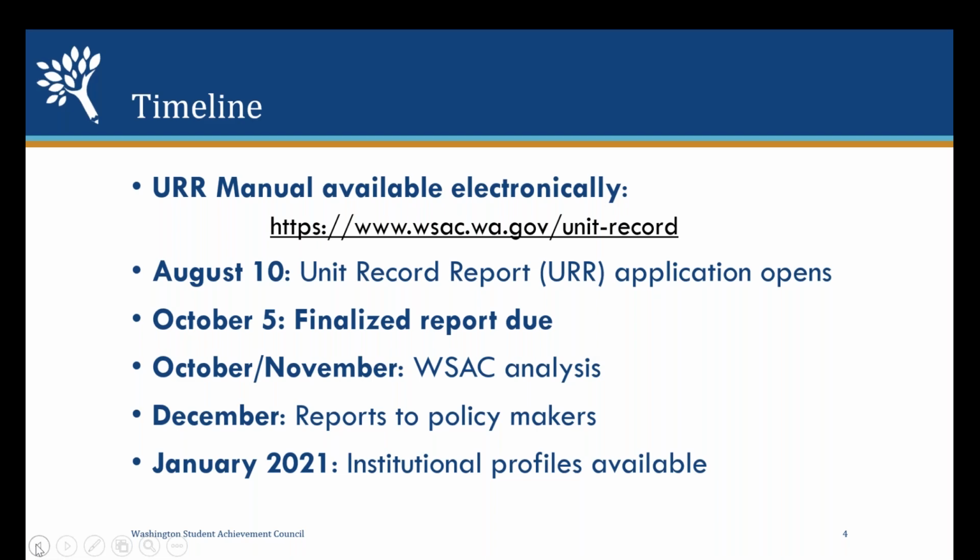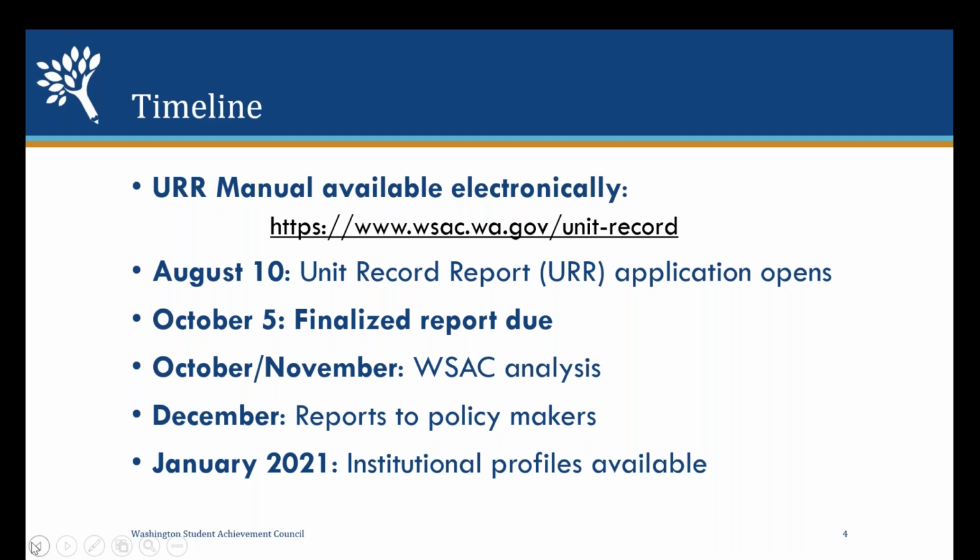The unit record report opens August 10th, which is Monday, so I'm sure you're all really excited for that. We are. October 5th, your finalized reports are due back to WASAC, and then once we get those finalized reports, we analyze the information that you've submitted. That's the point in time where you will be hearing from me or Ann about things that we need you to clarify, update, change, whatever that may be. So the earlier you get it in, the better it is for us to get what we need to get done so we can get those reports out to you in early January. The legislature is always looking for the numbers as soon as we can get them to them. So, you know, we say December.